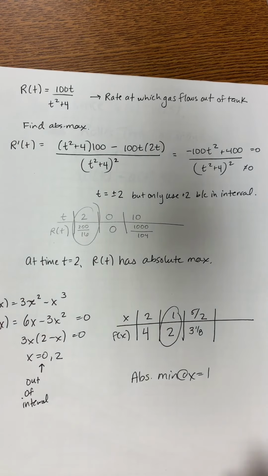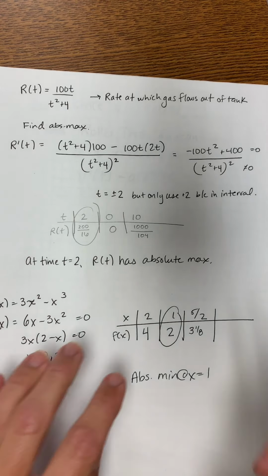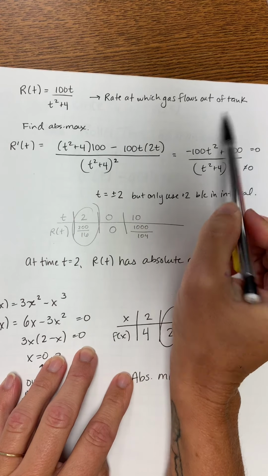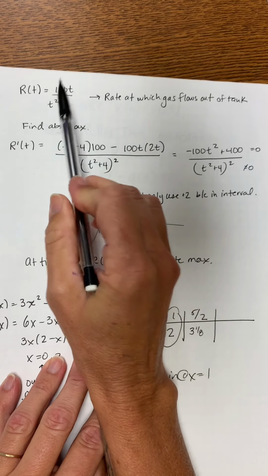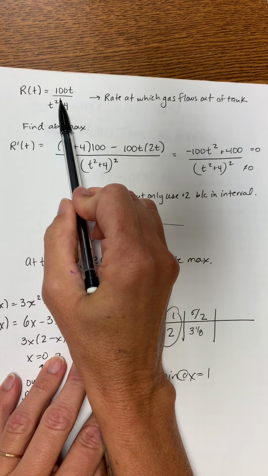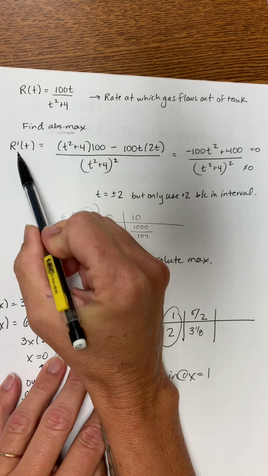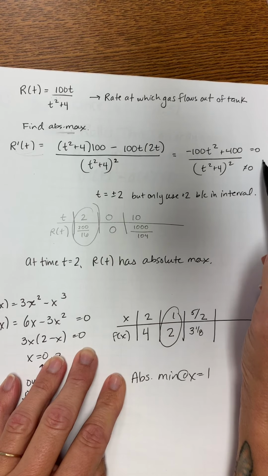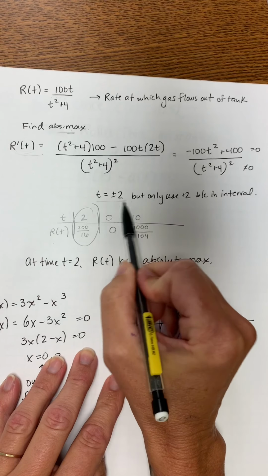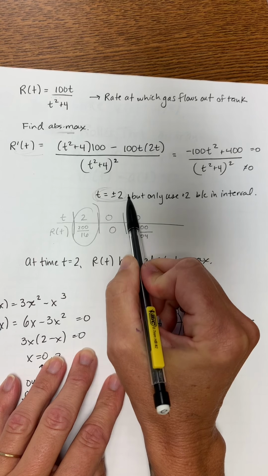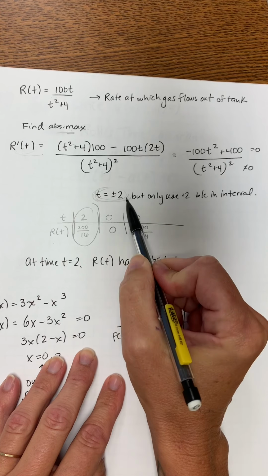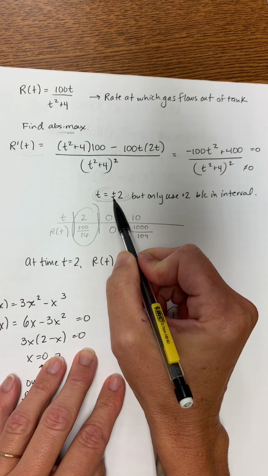Part D now gives us a totally new function, R of t. R of t is the rate at which gas flows out of the tank, and they want us to find the absolute max of that rate. So to find an absolute max, I take the derivative of R, set the derivative equal to 0, and find the critical values. In this case, there are 2, positive and negative 2. But my interval goes from 0 to 10, so I don't have to worry about the negative answer.